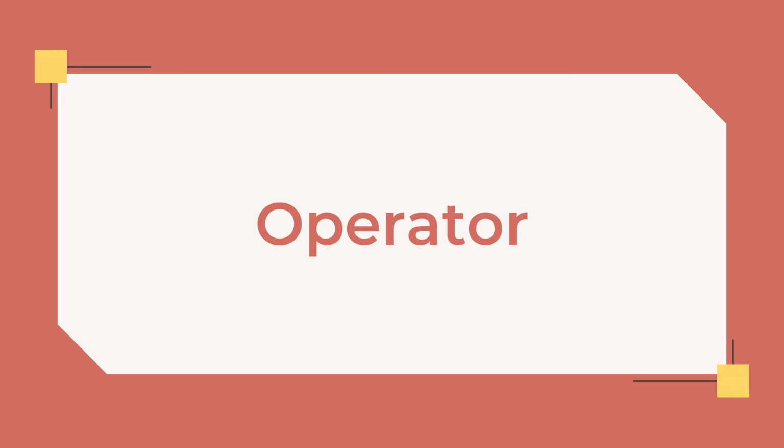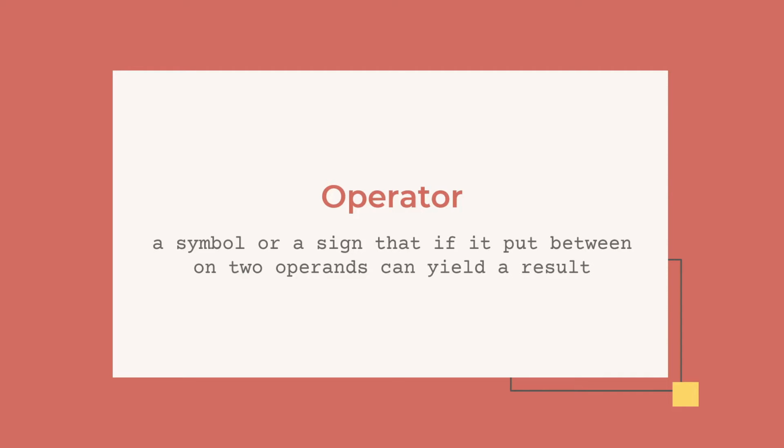We already know about the basic data types, variables, and constants. However, for processing more complex programs, sometimes we need a symbol or sign to apply to variables. This symbol or sign is called an operator. An operator is a symbol or a sign that, if put between two operands, can yield a result. The operator has several types. Next, I will show you the various operators.